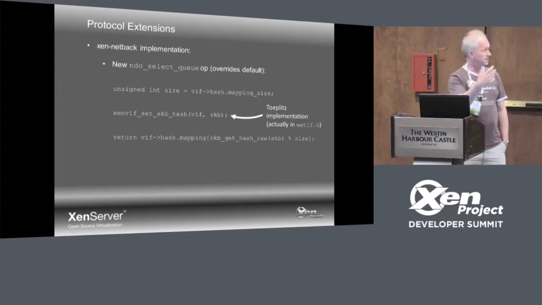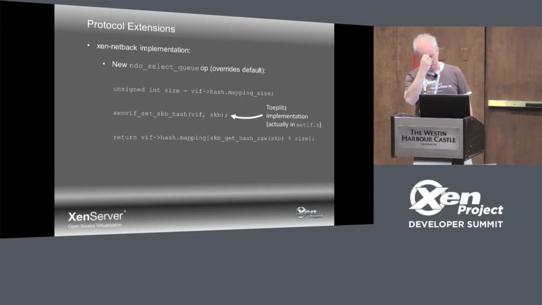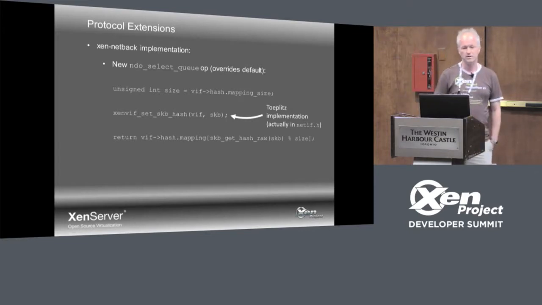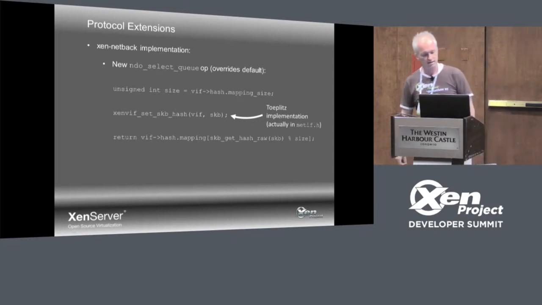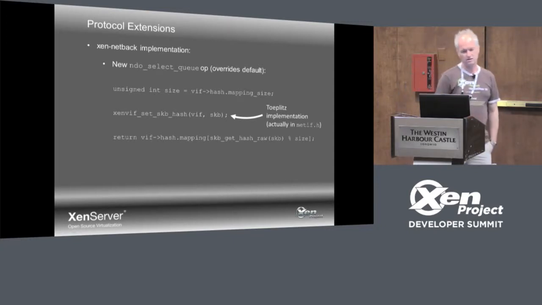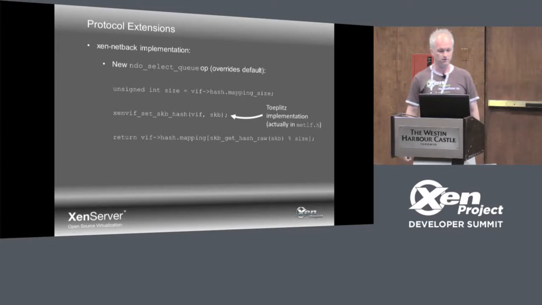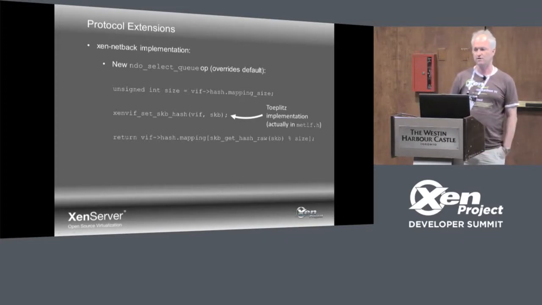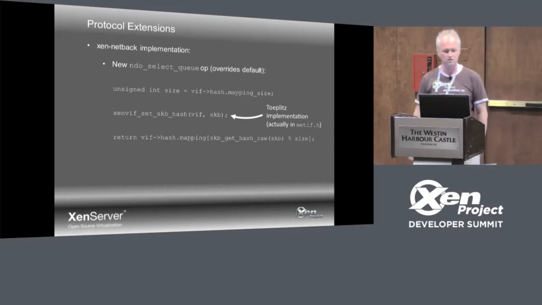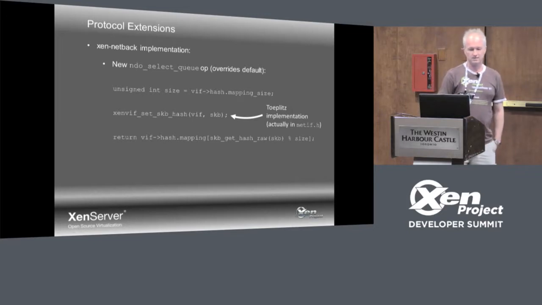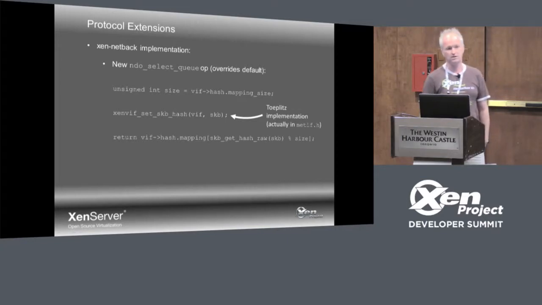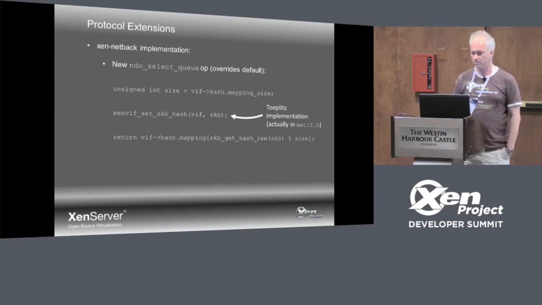And then, having got agreement from the Xen community on the specification, I went ahead and did an implementation in netback. So in netback we now have an ndo_select_queue op, which overrides the default op for steering particular packets to particular queues. That entry point essentially just uses the mapping table, calculates a Toeplitz hash and sets it, and then looks up the appropriate queue to steer the packet to from the mapping table.